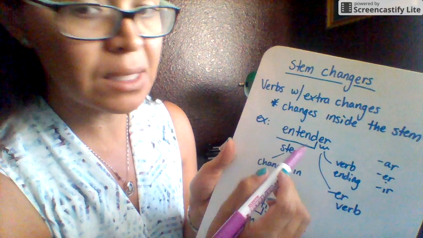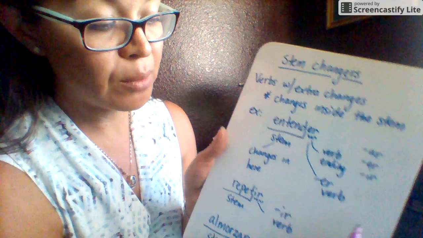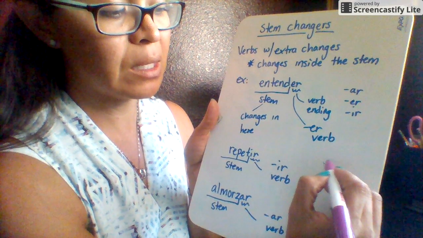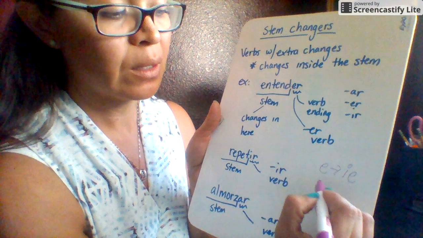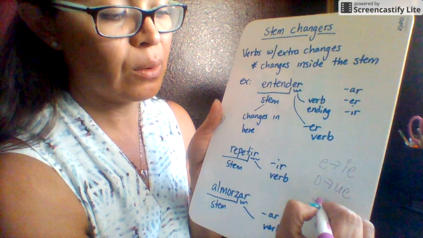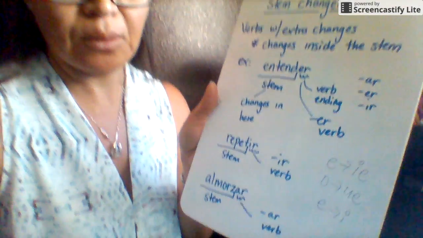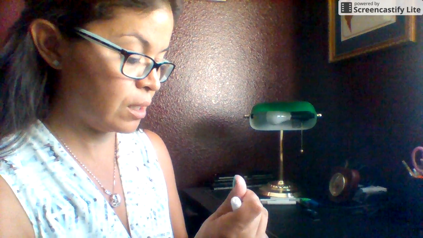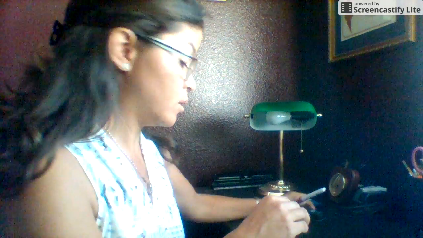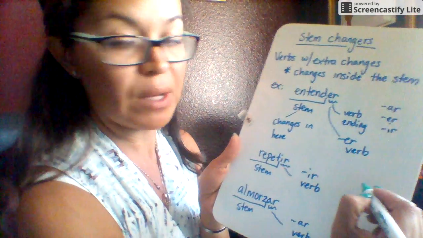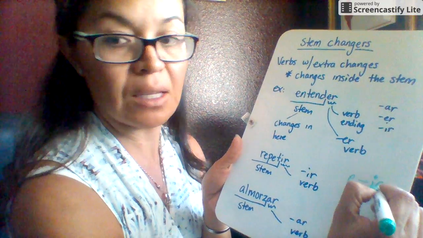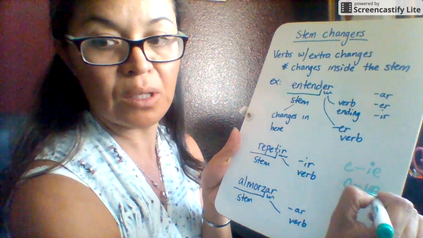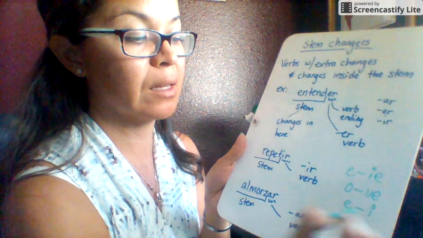For instance, let's take entender. Your options for stem changes are going to be E to IE, O to UE, or E to I. I don't think this marker works well with what I'm doing, so I'll try to change one really quick. So give me 2 seconds, and I should be able to change this and show you a little bit differently. So this marker doesn't work. Okay, so come back. Three possible changes: E to IE, O to UE, and then E to I.